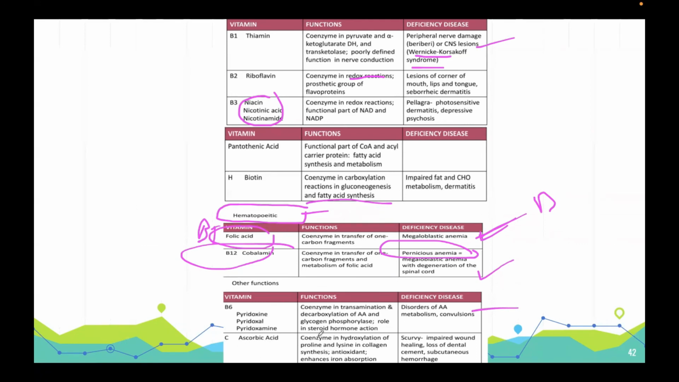Next, ascorbic acid. It is a coenzyme in the hydroxylation of proline and lysine and in collagen synthesis. It serves as an antioxidant. For vitamin C, only one associated disease comes to mind, and that is scurvy.